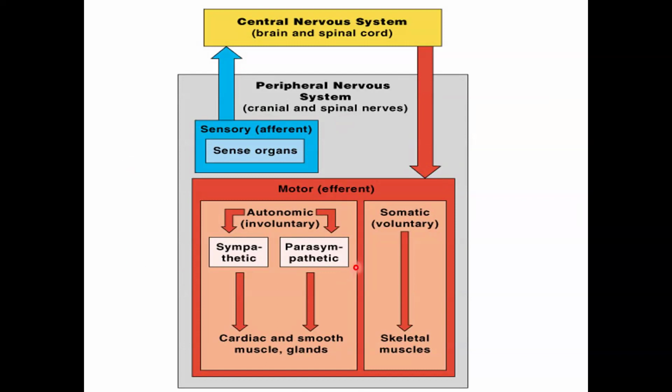Then I will move to this important diagram. This summarizes what we have covered in the previous part. We have the central nervous system formed of the brain and spinal cord, and the peripheral nervous system divided into the motor division and sensory division. The motor division is further subdivided into somatic, which supplies skeletal muscle, and autonomic, which is divided into sympathetic and parasympathetic. Okay.